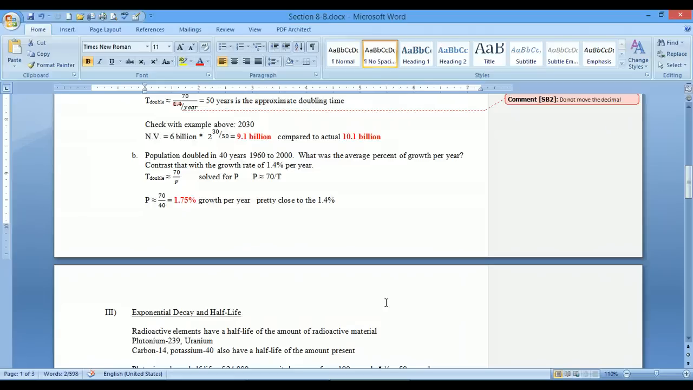Let's move to the next one. The population doubled in 40 years from 1960 to 2000. What was the average percent of growth per year? So we're going to take our approximate doubling time, and in this case we want the percent. So let's solve this equation for p on the bottom. I need to multiply both top and bottom by p, and take this one and times by p.